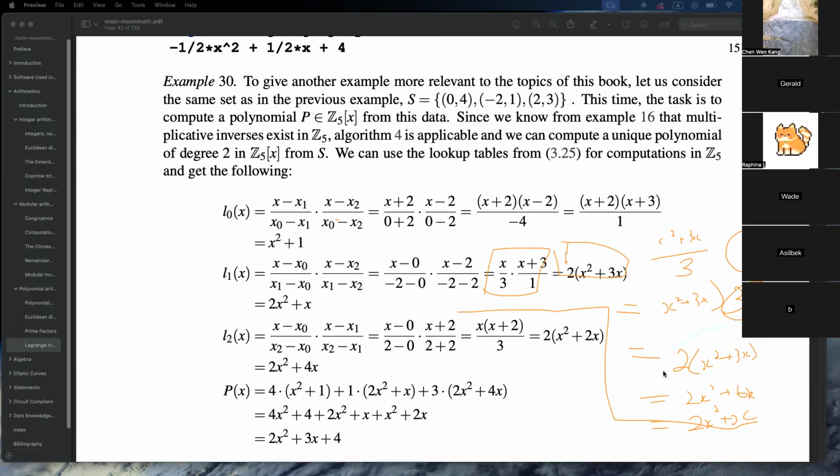So do it for everything, and then do the same thing of 4 times L0, 1 times L1, and then 3 times L2. You get this very nice, very pretty polynomial without any fractions.